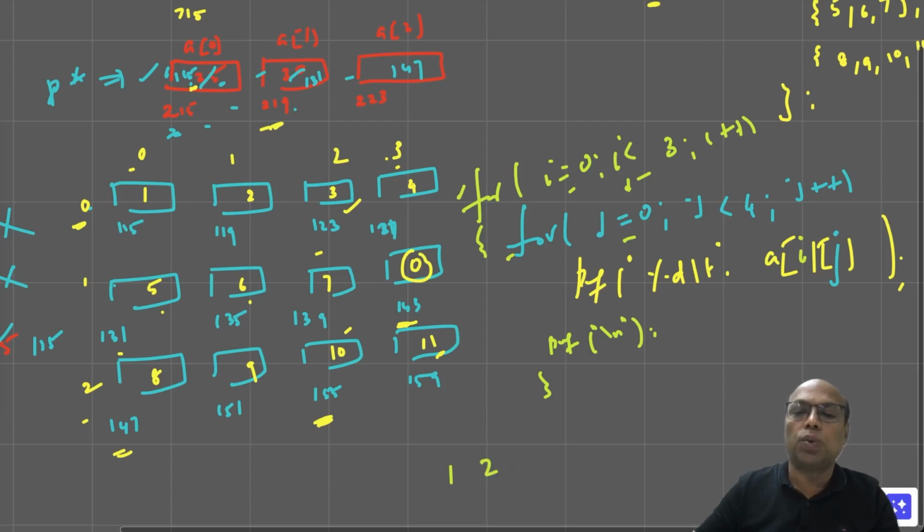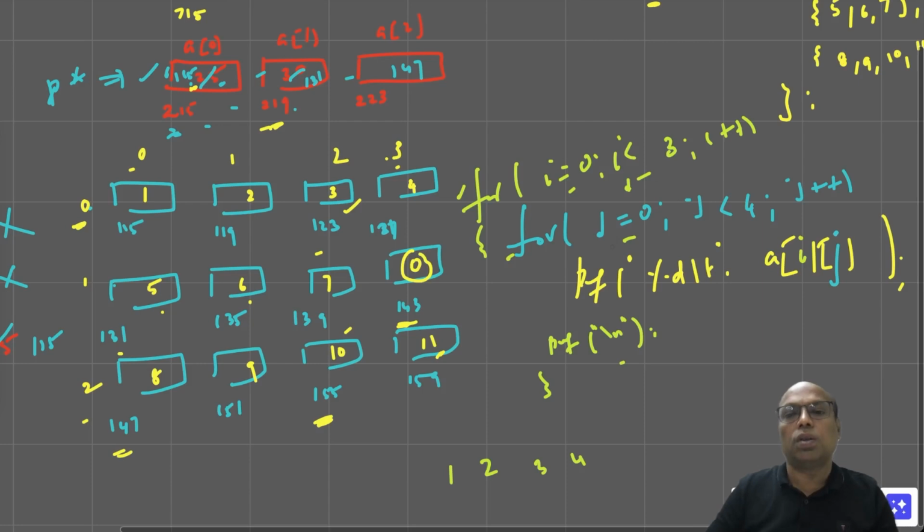J became 2, 2 is less than 4. A of 0, 2 will give me 3. J became 3, 3 is less than 4. J became 4, 4 is less than 4, false. Now a new line: go for I plus plus. I became 1. 1 is less than 3.